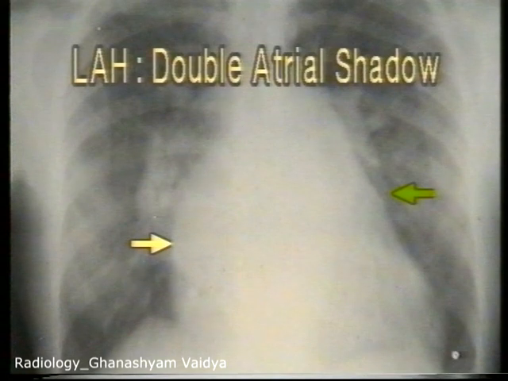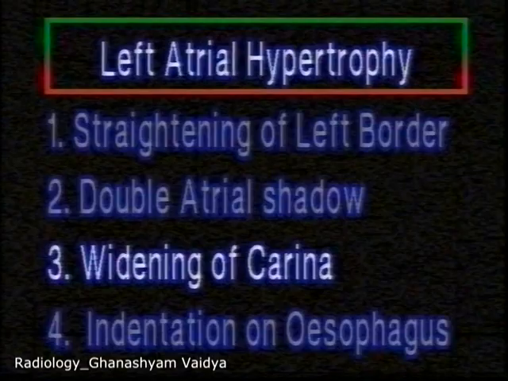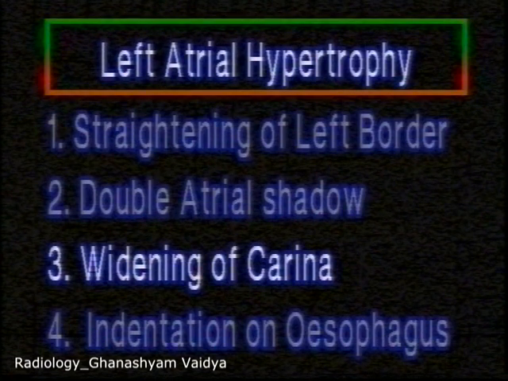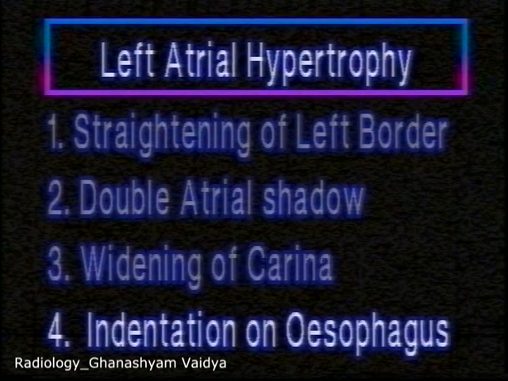Apart from the straightening of the left heart border and double atrial shadow, the third sign of left atrial enlargement is elevation of the left main bronchus and widening of the carinal angle. And the fourth sign is an indentation on the esophagus appreciated in a barium swallow in lateral view. At this stage, let us also learn the criteria for labeling an X-ray as cardiomegaly.